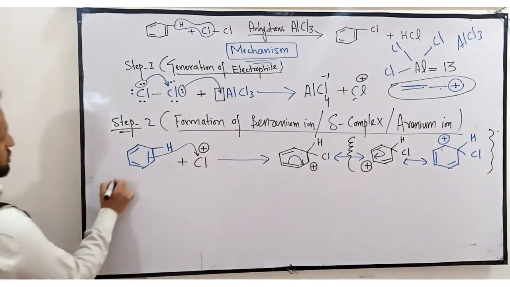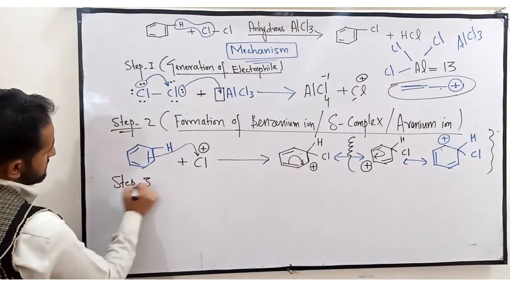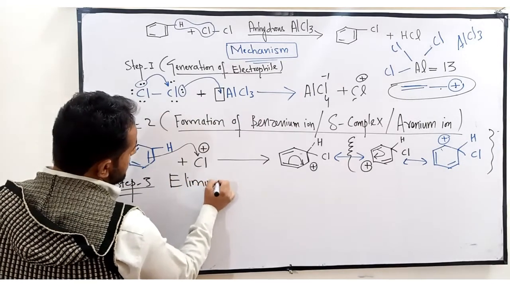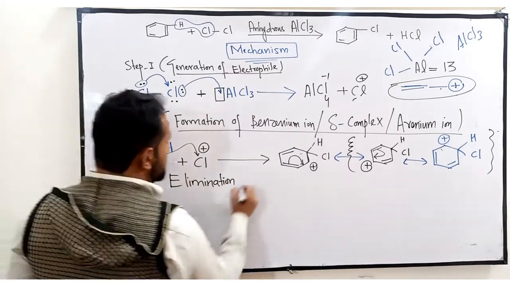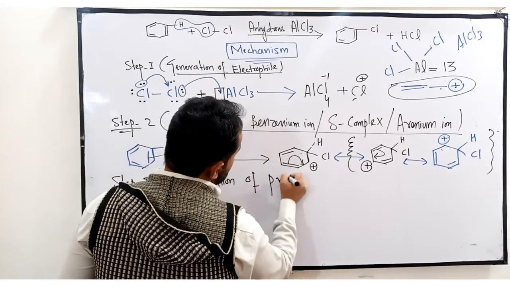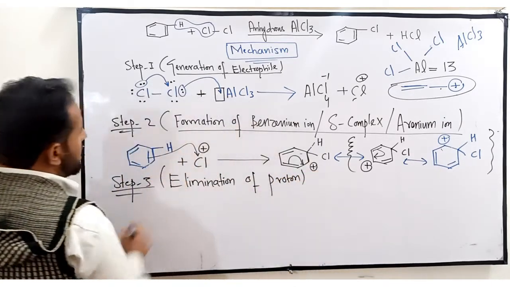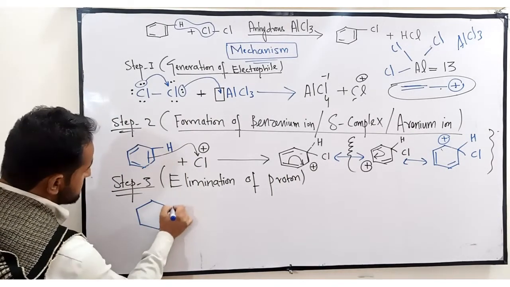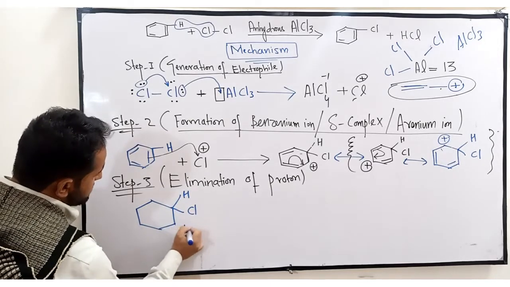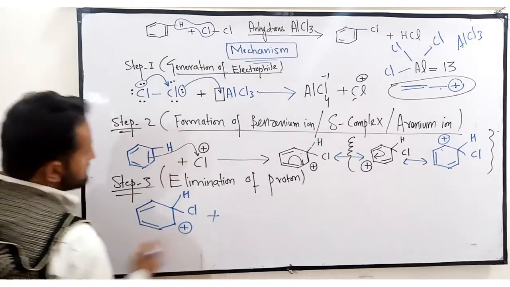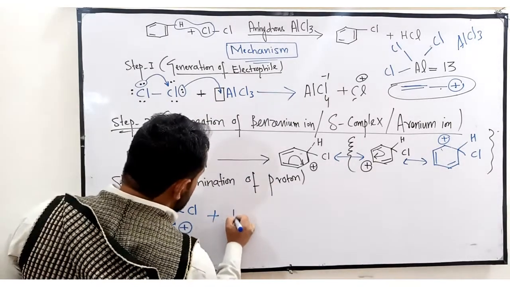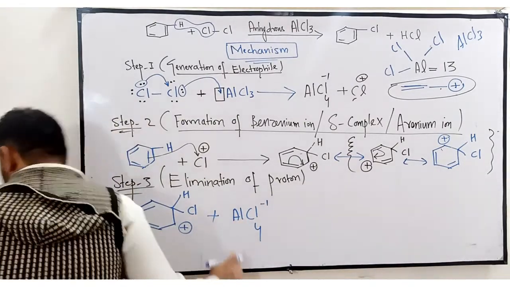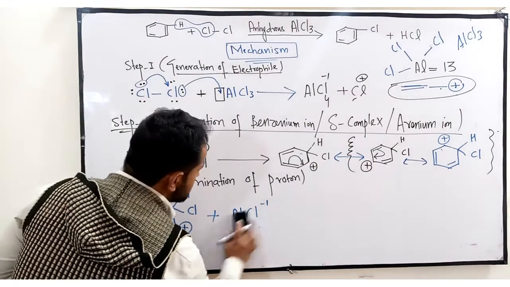This is step number 2. What is step number 3? It is very easy. That is elimination. Elimination means removal, elimination of a proton. The proton will be lost in the last step. Suppose this is the sigma complex, hydrogen, Cl, positive. With this sigma complex we will use AlCl4 negative. Why will we use this? Because this is the catalyst, this is unstabilized.